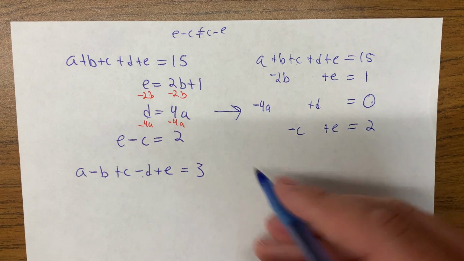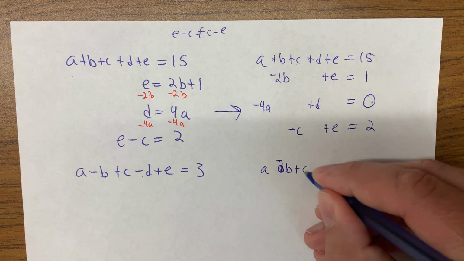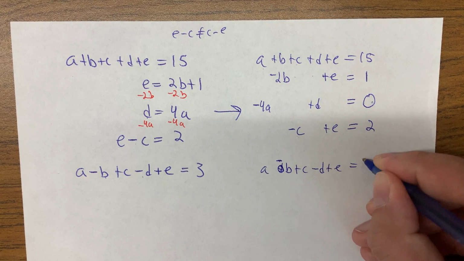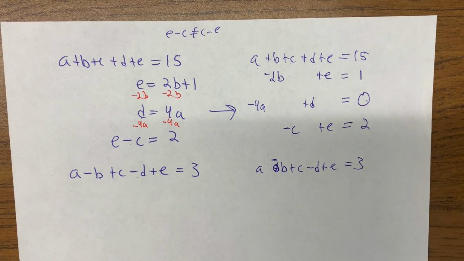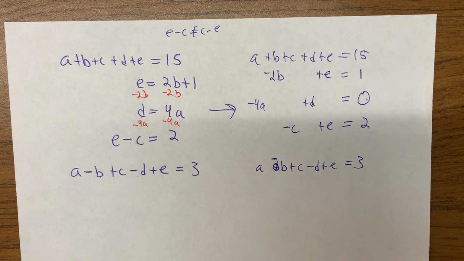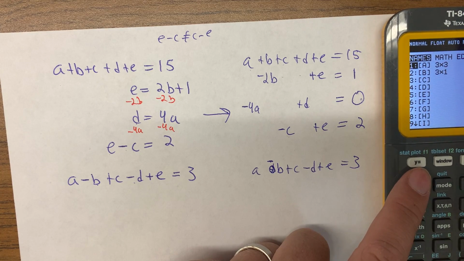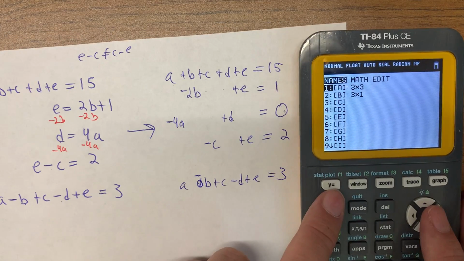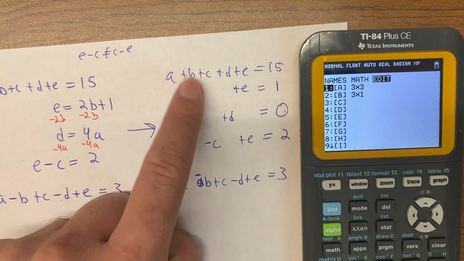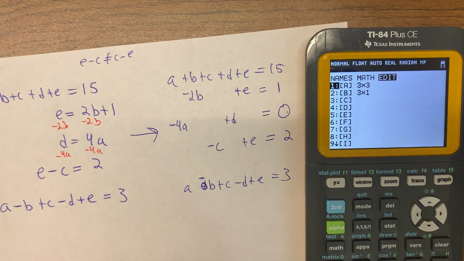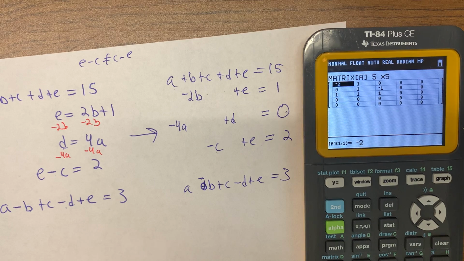And lastly, these are in the right order. A minus B plus C minus D plus E equals 3. Okay, now I'm ready to do the coefficient matrix. Guys, I'm gonna tell you, you can go straight to the coefficient matrix. Like you can go straight to putting this in if you want. Let's go to matrix, so second matrix, and we'll go to edit. What size matrix will I need here? Well, there's 5 variables and 5 equations, so matrix A will need to be a 5 by 5 matrix.